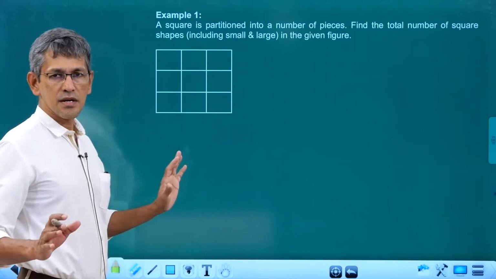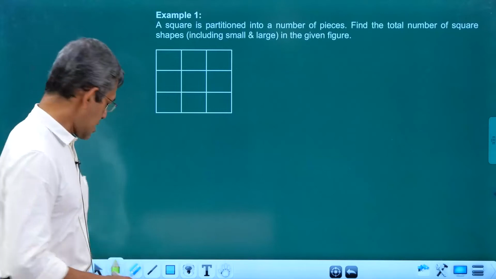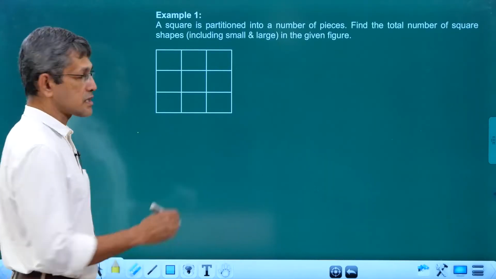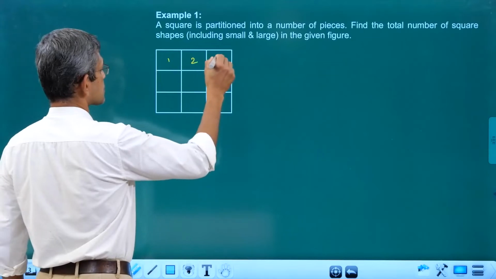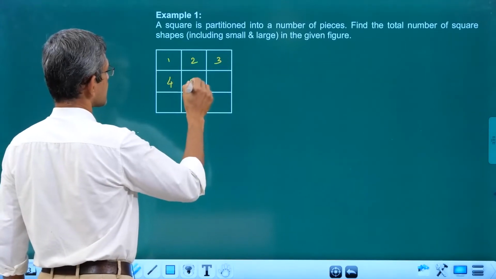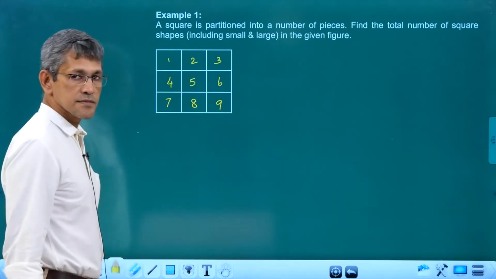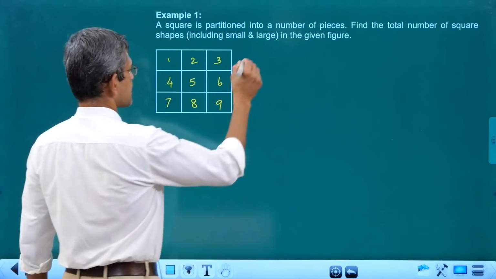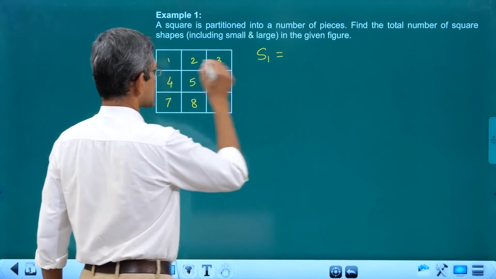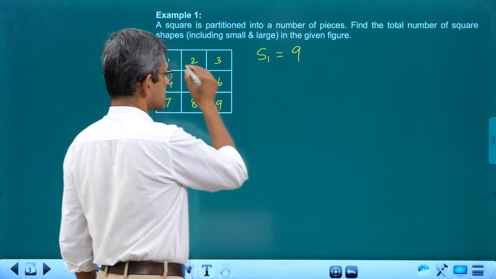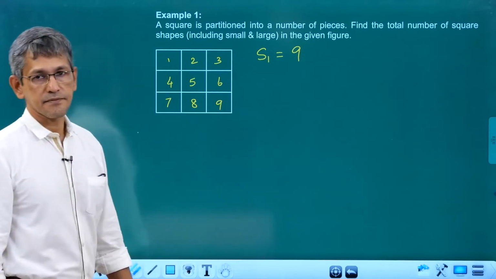Is that the answer? Not necessarily. So let's take a look at that. How do we count it? The counting: 1, 2, 3, 4, 5, 6, 7, 8, 9. If you take 1 square at a time, that means 1 piece at a time, how many squares do we have? 9. 1, 2, 3, 4, 5, 6, 7, 8, 9, right?